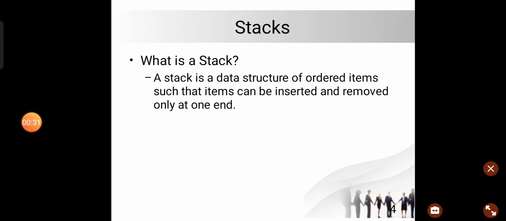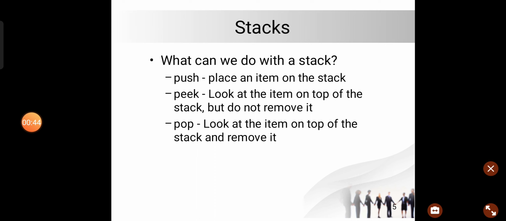What is a stack? Stack is a data structure of ordered items such that an item can be inserted and removed only at one end. So first out process in the stack. Then what do we do in the stack? Push, peek, pop. Push means place an item on the stack. Peek means look at the item on the top of the stack. Pop means look at the item on the top of the stack and remove it.